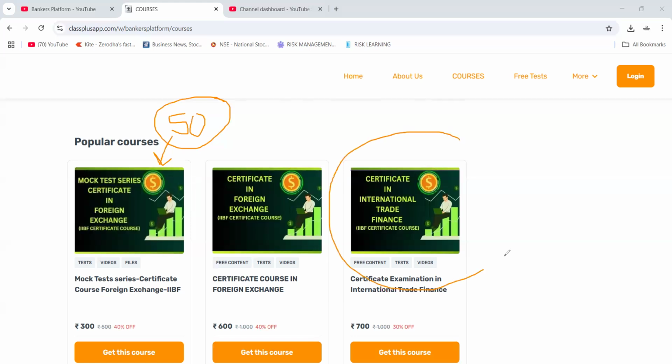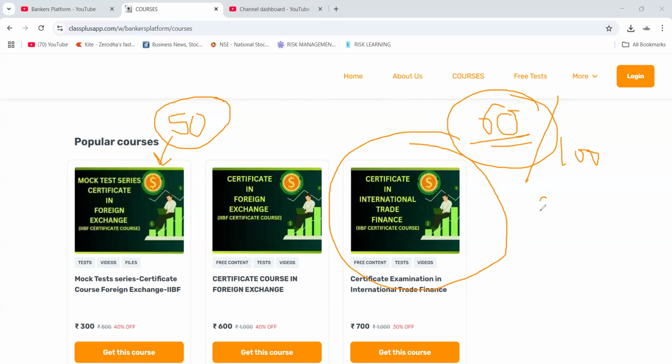But if we talk about international trade finance, this exam is a bit tough because here you need to get 60 marks out of 100, and for 60 marks you have a lot of case-based study questions that you can only do if you thoroughly study all the things, because international trade finance is a bit difficult as compared to foreign exchange.